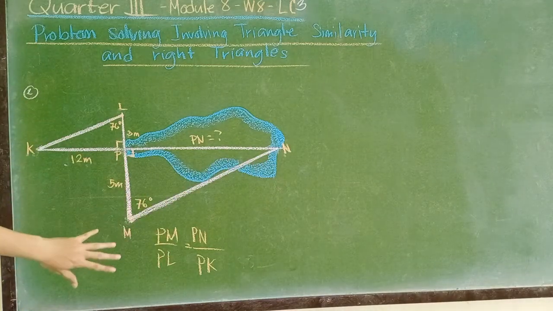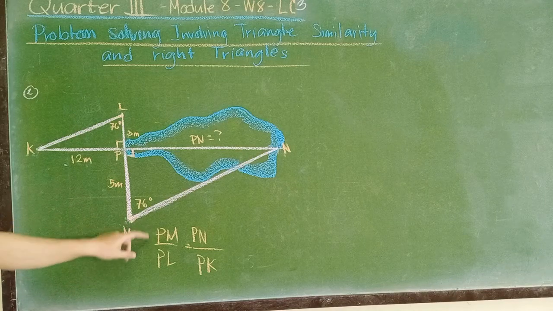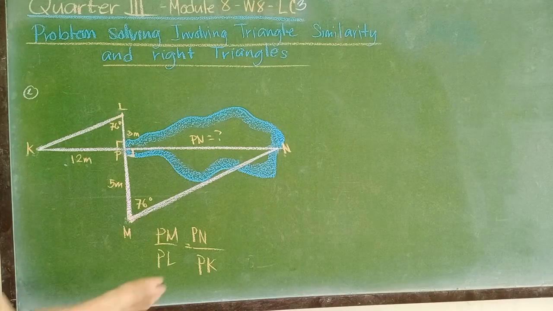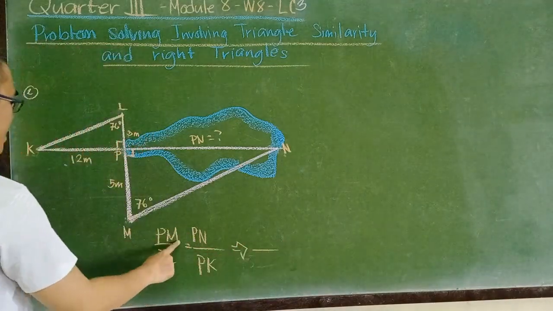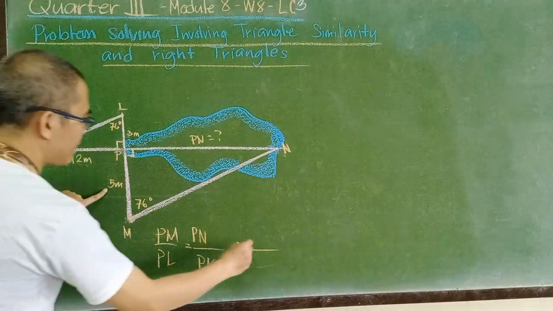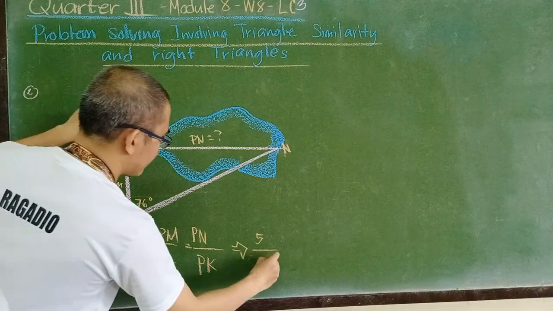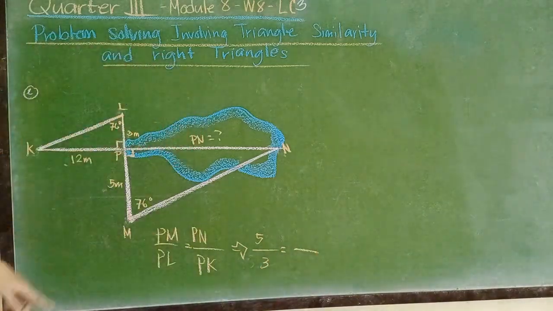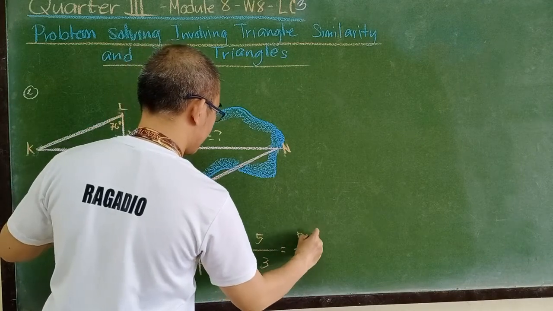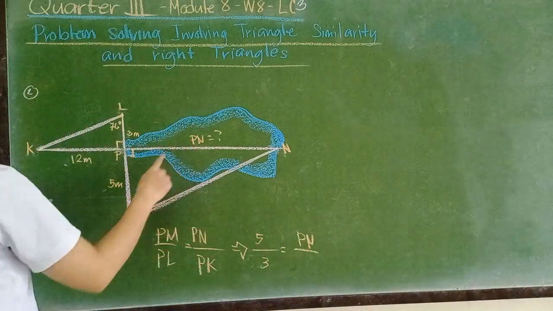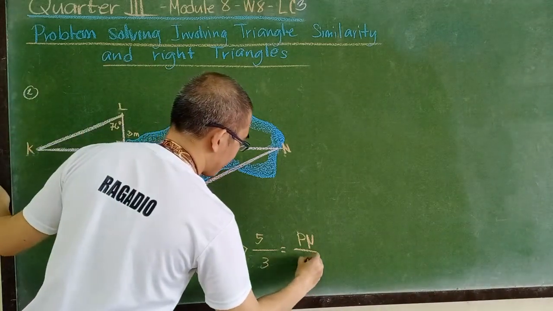Now ilalagay na natin yung mga actual value ng mga variables na yan, ng mga sides na yan. So yung Pm natin, Pm is 5. Yung Pl natin is 3. And then Pn natin is unknown. Bigyan natin Pn. So wala pa tayong value para doon sa Pn. And then Pk is 12. So this is 12.